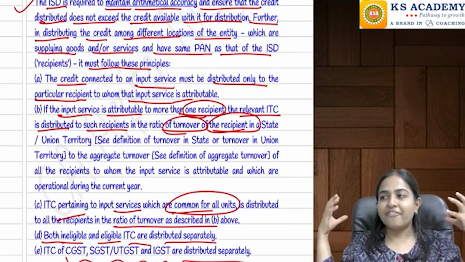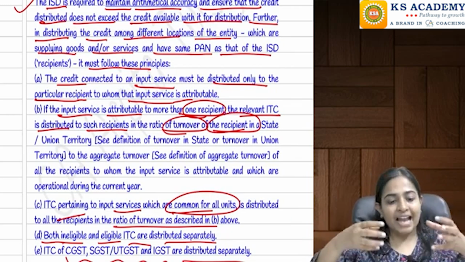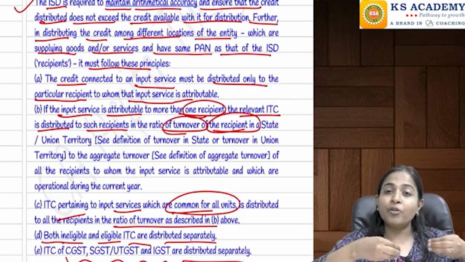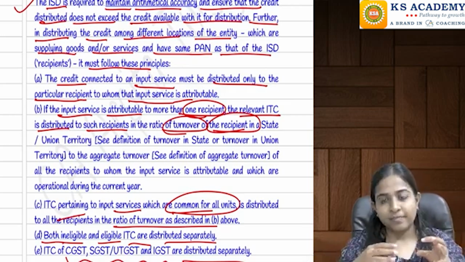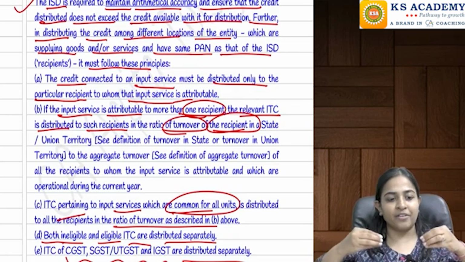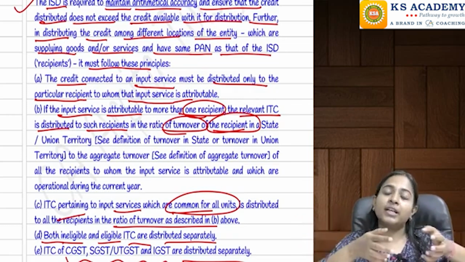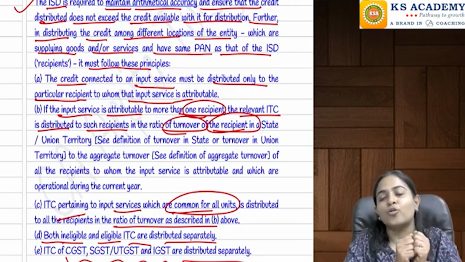Now let's say I have taken an input service which is attributable only to one office, then distribute the full credit to that one office. If I have taken an input service which is used by 2 offices out of 4, then distribute the credit only amongst those 2 offices.